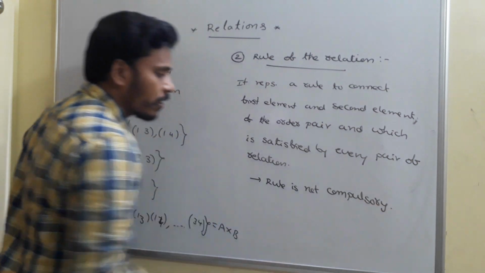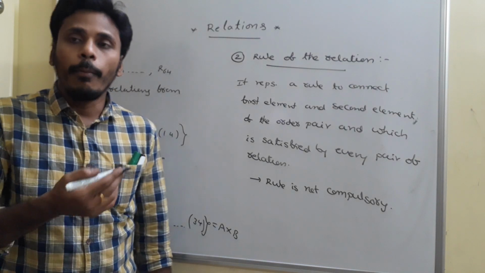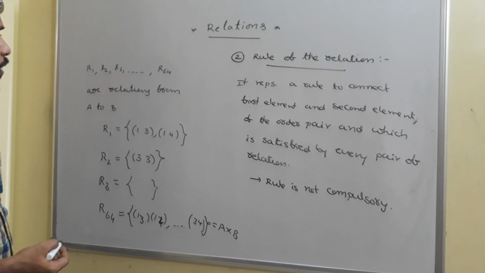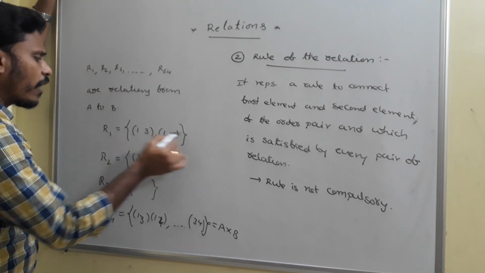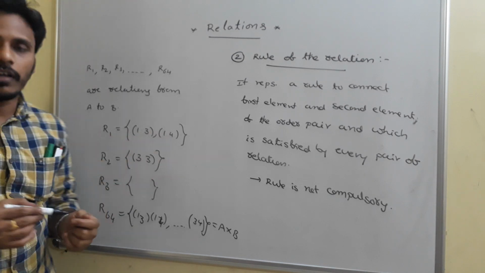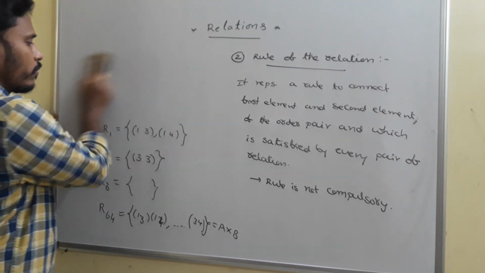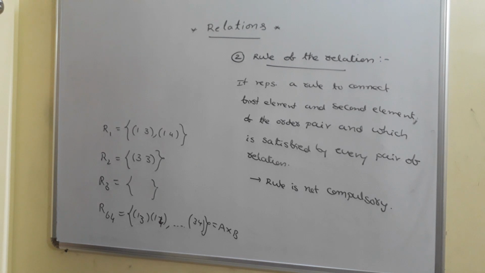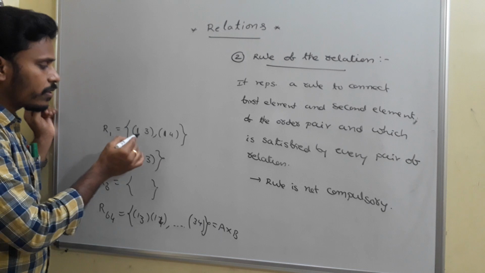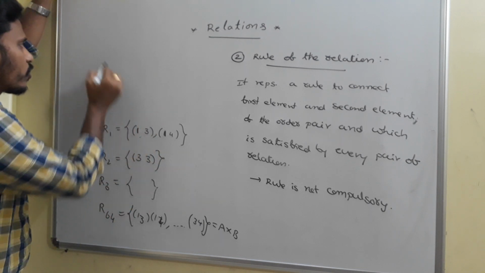There is a rule for the relation, sometimes you will find it and sometimes you can't. And for a relation there exist many rules. For suppose, R1 is equal to the ordered pairs (1, 3) and (1, 4). What is the rule of this relation R1? Simply, this 1 is the same in both ordered pairs. Since this 1 is the same, I will write the rule like this.